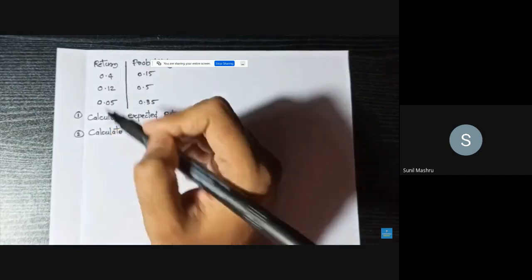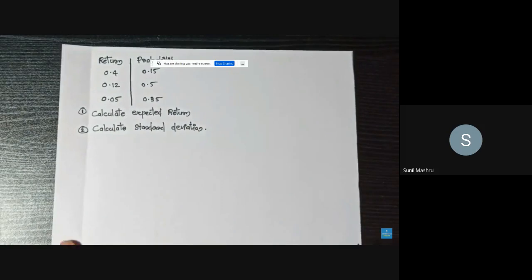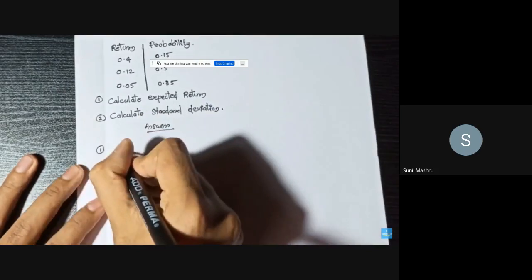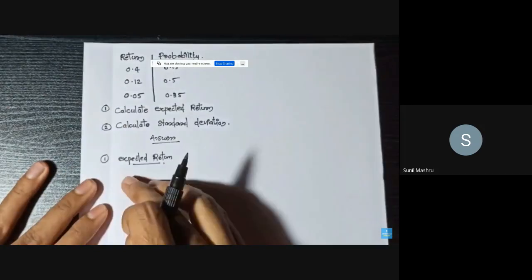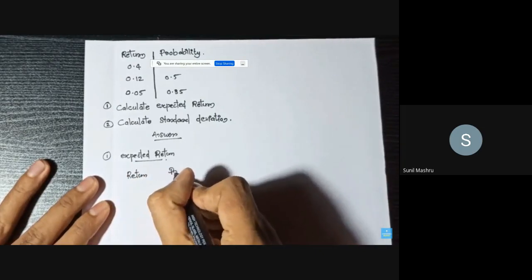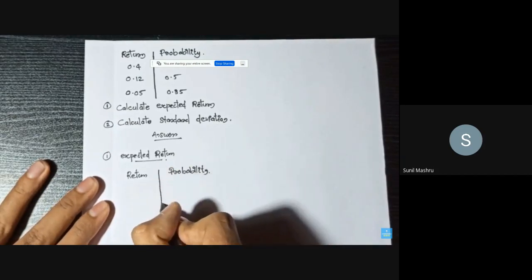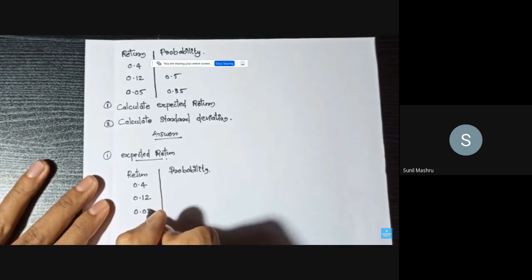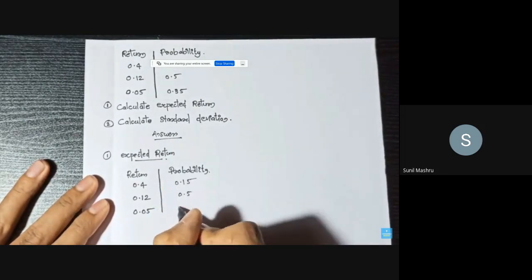Returns of a particular stock are given and probability is also given. First, I am going to show you how to find out the expected return. So, the answer. First one is expected return. I am going to rewrite these figures here: return and probability. Returns are 0.4, 0.12 and 0.05. Probabilities are 0.15, 0.5 and 0.35.